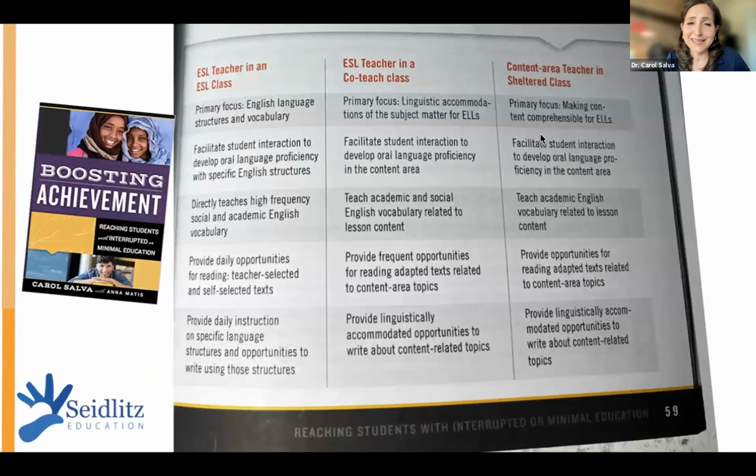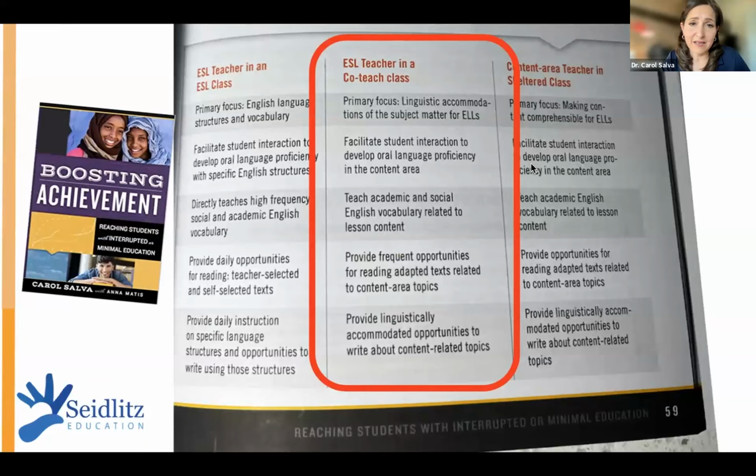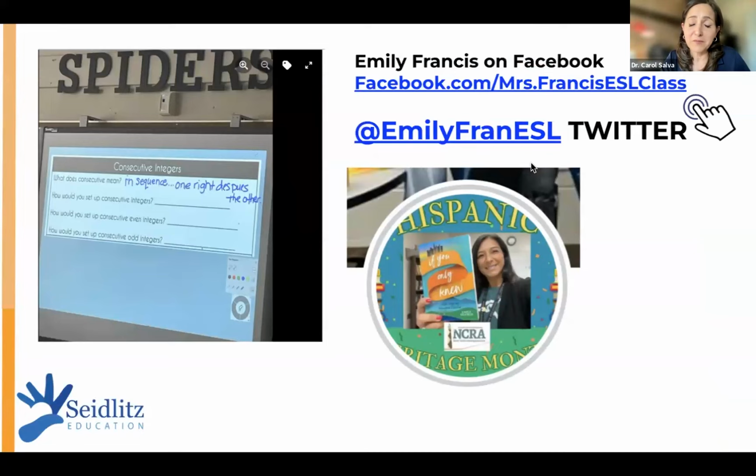If you are going in and supporting the content teachers, Emily Francis is my top tip. If you follow Emily Francis, she was SLIFE. She's now an author and a keynote speaker, but she has her own newcomer class in high school, but she also goes in and supports content teachers and shares all about it on Facebook and Twitter, and she's amazing.